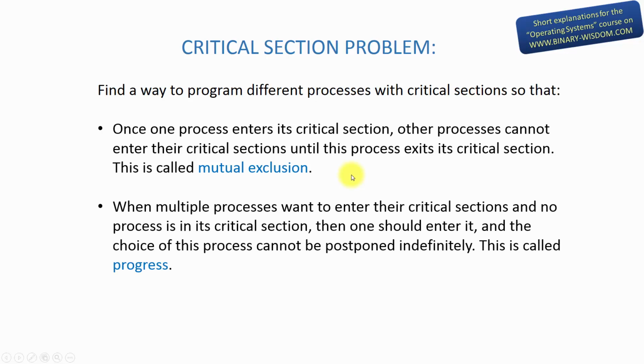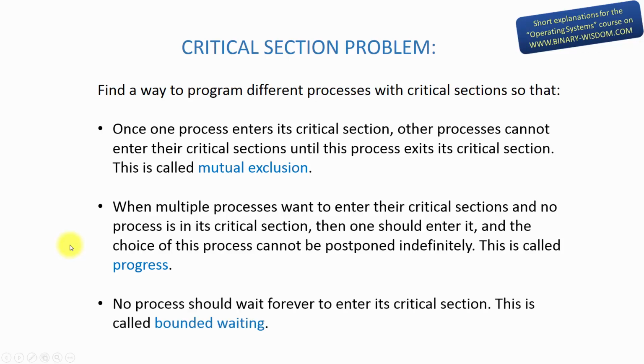When multiple processes want to enter their critical sections and no process is in its critical section, then one should enter it, and the choice of this process cannot be postponed indefinitely. This is called progress. In other words, keep shared resources busy and avoid deadlocks. No process should wait forever to enter its critical section. This is called bounded waiting. In the following videos, we will discuss tools and techniques to solve the critical section problem.